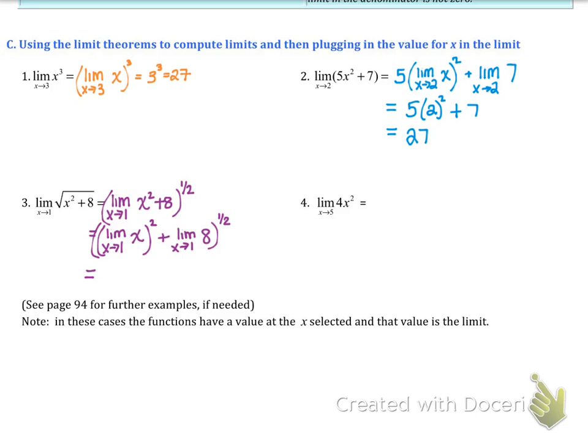All right, so that is going to give us 1 squared, which is 1, plus our constant 8. And then that whole thing is going to be rooted, or take it to the 1/2 power. So I'm going to get 9, and the square root of 9 is 3.